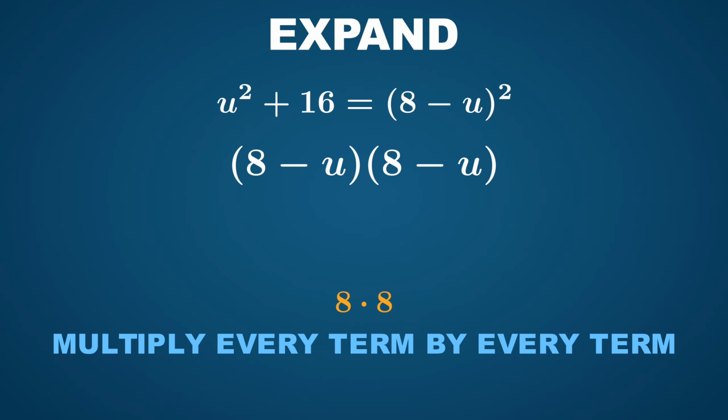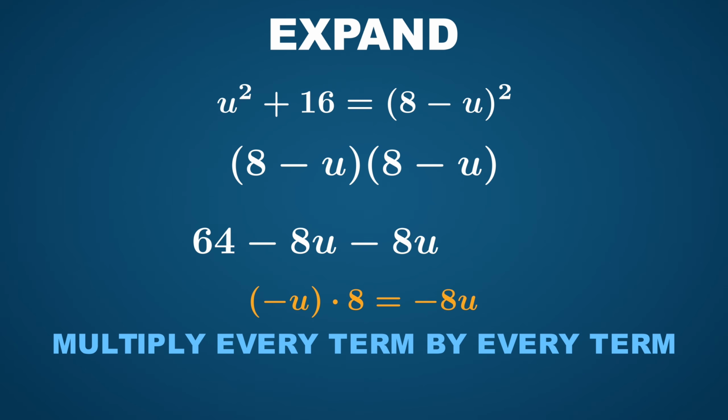We first multiply the leading number 8 by the other leading number 8. The multiplication of 8 and 8 yields a product of exactly 64. Next, we multiply the first number 8 by the negative variable u in the second group. This particular multiplication gives us a result of negative 8 times the variable u. Then we multiply the negative variable u from the first group by the second number 8. This yields another result of negative 8 times the variable u for our expansion.